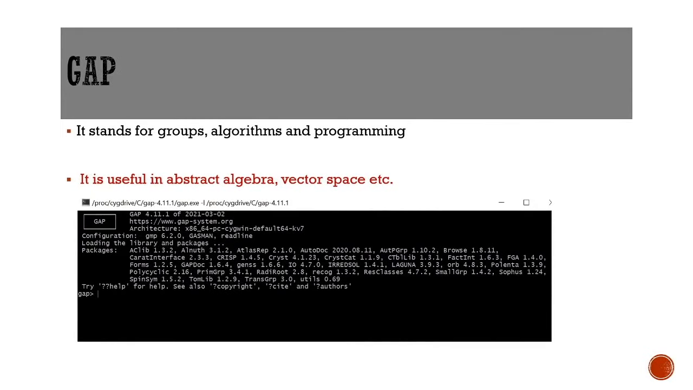Moving to the last software, which is GAP, whose full form is Group Algorithms and Programming. It is designed for abstract algebra, vector spaces, permutations, etc. This can be used in research as well as teaching. It comprises topics such as vectors, algebra, representation, combinatorial structures, and several others. This is the downloaded interface which I have in my system.